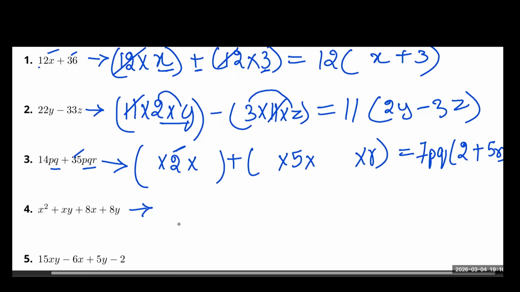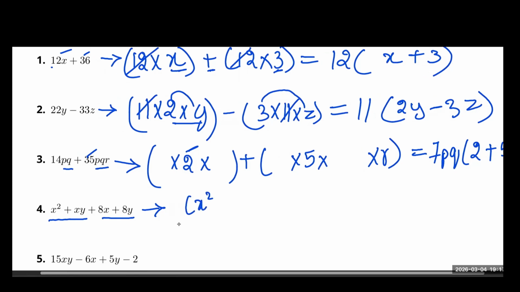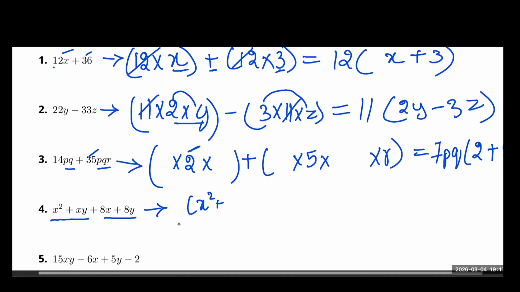Now, till now the problems which we have done were a bit different. Here we have a small change. Now we'll try to make groups. As we are having 4 terms, we'll try to make groups and take the terms common. We'll make the first two terms the first group and the last two the second group. So x squared plus xy plus 8x plus 8y.